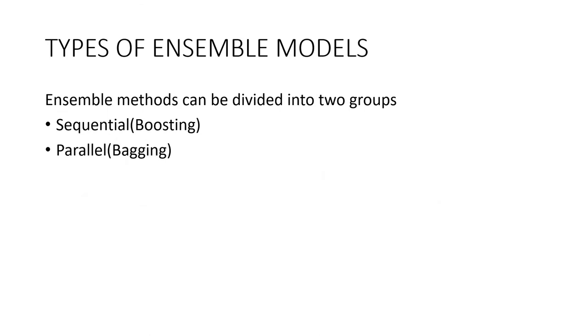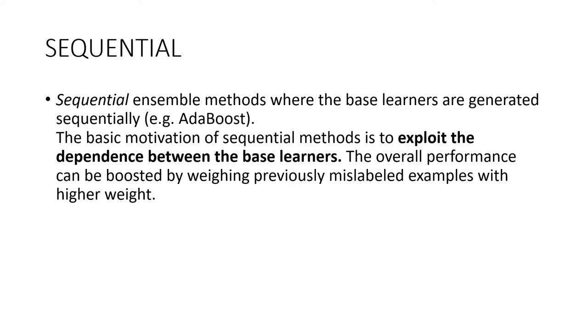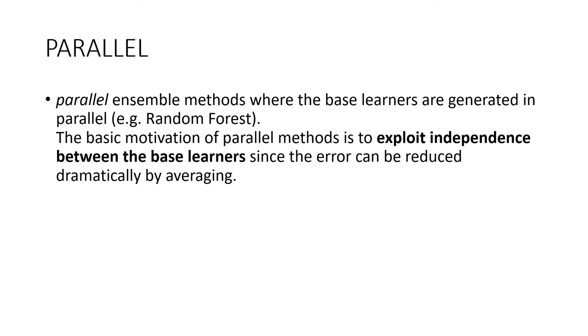Types of ensemble models. Ensemble methods can be divided into two groups. One is sequential. For sequential models, we can give boosting as an example. For parallel models, the example is bagging. Sequential ensemble methods are where the base learners are generated sequentially. One example is AdaBoost. The basic motivation of sequential methods is to exploit the dependence between the base learners. The overall performance can be boosted by weighing previously mislabeled examples with higher weight.